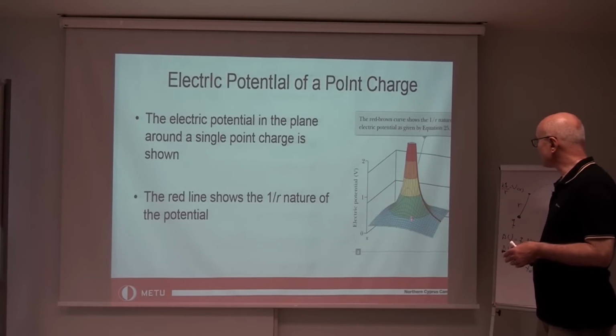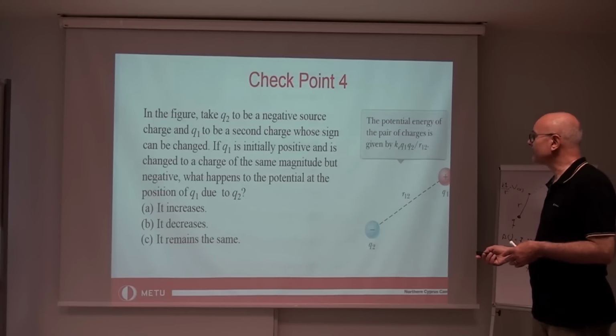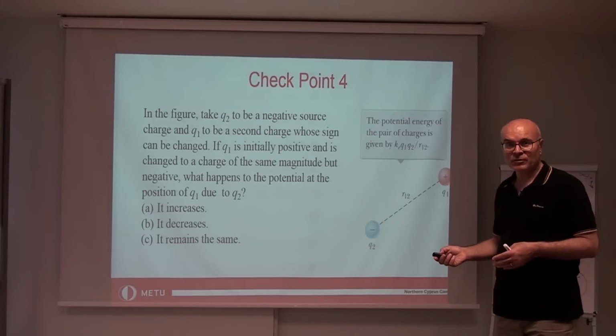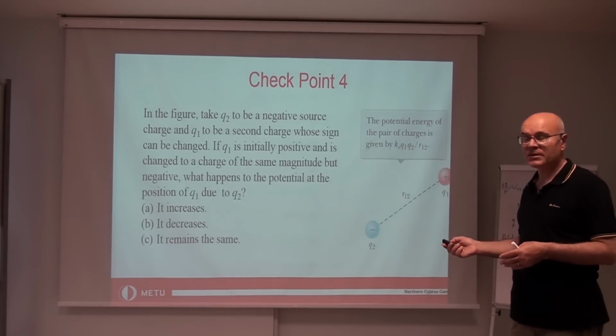The charge is somewhere here, and this is how the potential changes. It's highest, as you can see here. So the vertical axis is the value of the potential. It's highest near the charge, and it becomes smaller as you go away from the charge. And this drop is shown by this line here. Try this important checkpoint before you proceed, please.